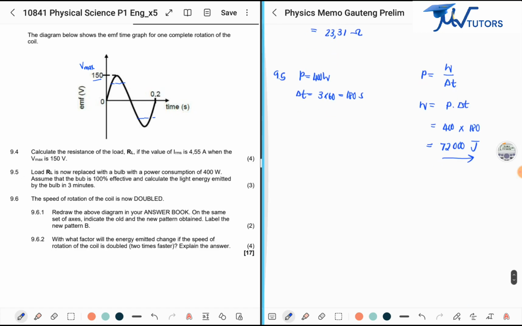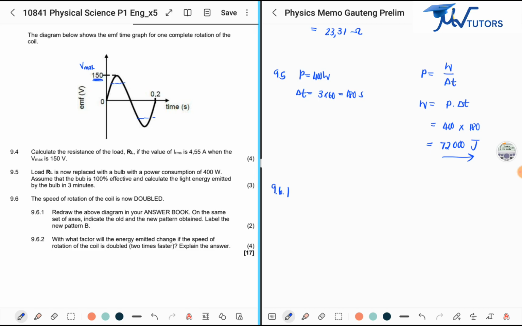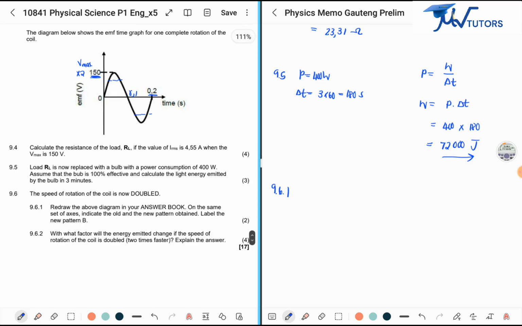Okay, and now 9.6.1. It says the speed of rotation of the coil is now doubled. If it doubles, what does that mean? It means your Vmax doubles, and it also takes much quicker time. In order to complete one wave, you don't take 0.2 seconds anymore. You're going to take half that time, so it's going to be 0.1 seconds to complete the full wave.